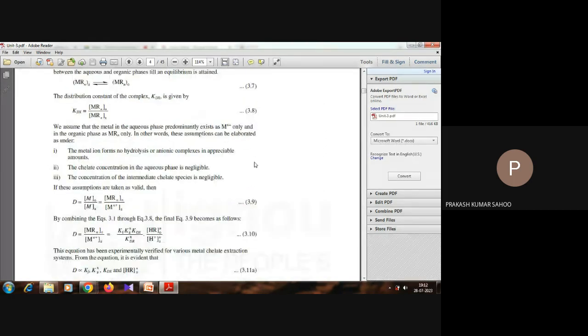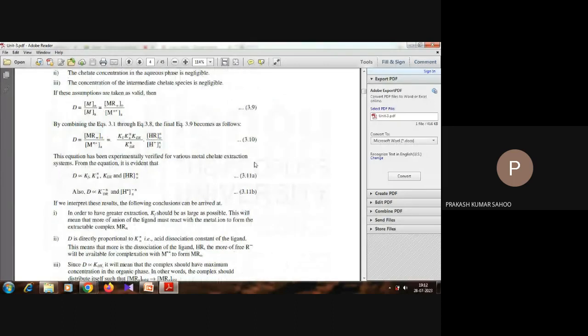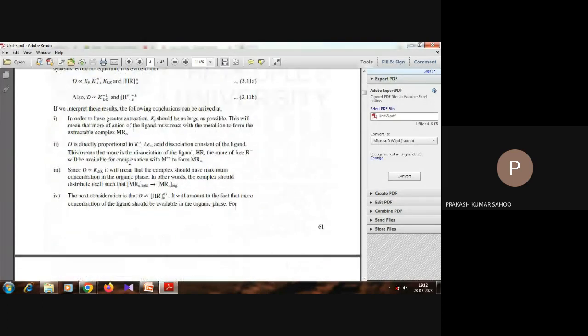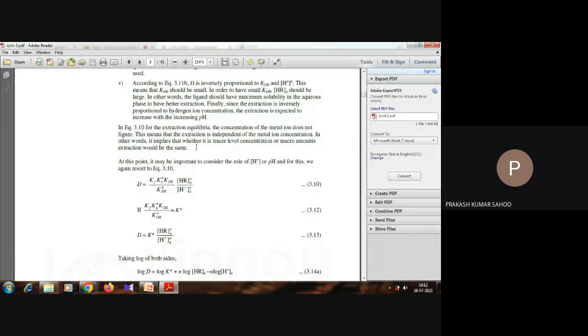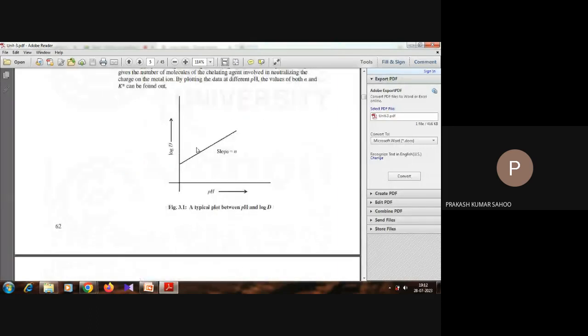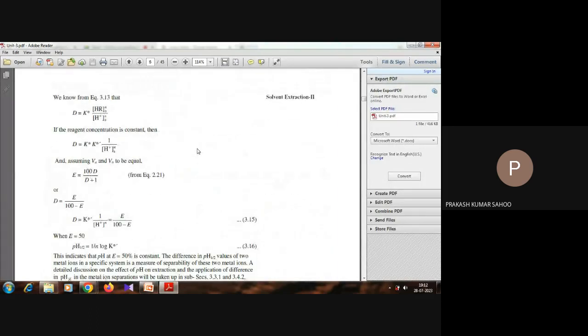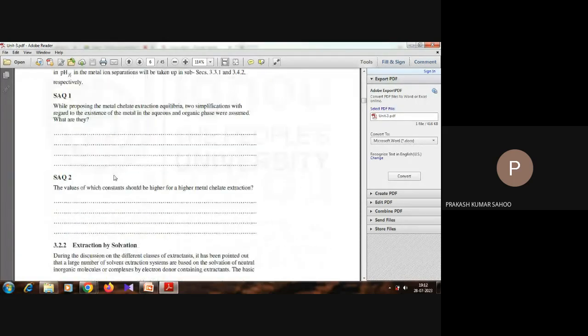Then these are the examples. Then what are the conclusions? In order to have greater extraction, the Kf should be as large as possible, and just go through these things. Next, already we have discussed these things. E equals 100 D by D plus 1. In our PPT we have already discussed.